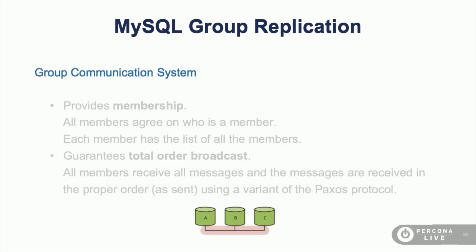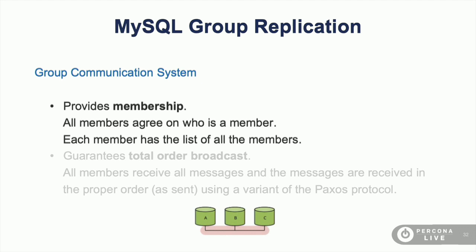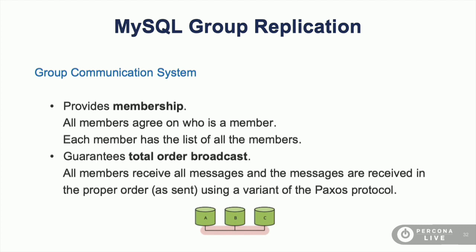Let's start with the group communication system. It's the foundation, the building block of MySQL group replication, and provides membership. What does provide membership mean? All members have to agree on who is a member. Each member has the list of all the members, and they agree on a consensus based on the Paxos protocol. The group communication system also guarantees that all the messages are totally ordered, broadcast to every node, and all the messages are delivered in the order they are received, which means there is never going to be a message that is misplaced.